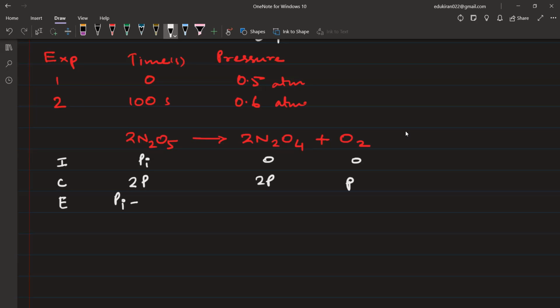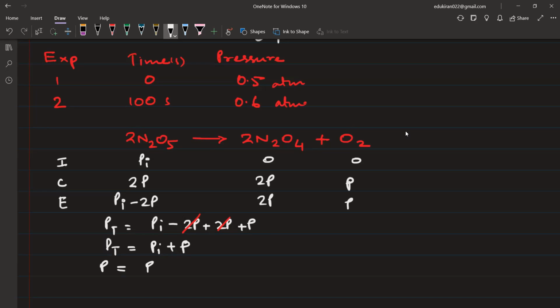Now you are going to write Pi minus 2P, and this will be 2P, and this will be P. So P total is equal to Pi minus 2P plus 2P plus P. Now this is still the same. So P total is equal to Pi plus P, and we can write P is equal to P total minus Pi, which will be also again equal to 0.1 atm. Clear है यहाँ तक? Everything is fine, I hope.